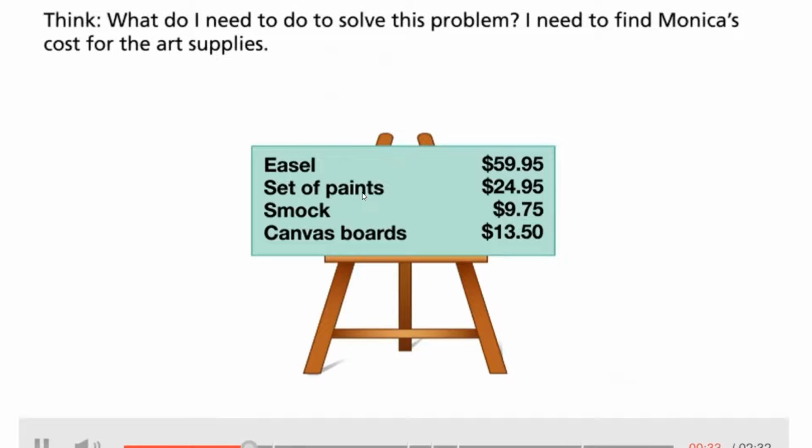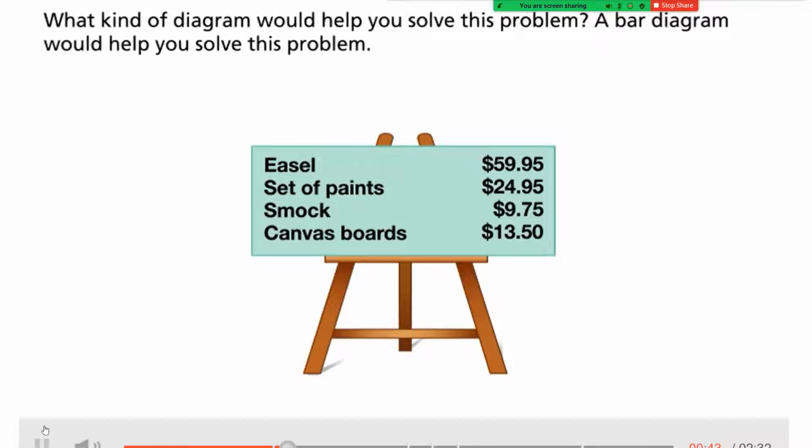Think. What do I need to do to solve this problem? I need to find Monica's cost for the art supplies. So in order for us to find the cost of her art supplies, we need to add up the cost of all of these items, and then we would need to figure out the difference of the total after we take away the $5.50 coupon that she has. What kind of diagram would help you solve this problem? A bar diagram would help you solve this problem.